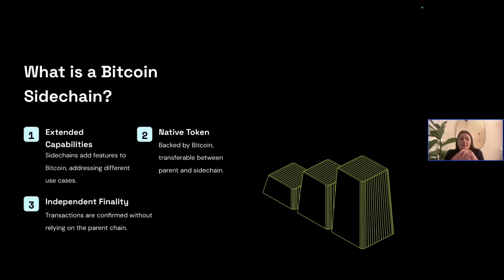Point number two, native token. Rootstock uses RBTC, which is a synthetic version of Bitcoin, smart Bitcoin. There is no other competing token on the chain, and that's one of the requirements we need to fulfill to qualify to be called a sidechain. And finally, independent finality. Transactions are confirmed without relying on the parent chain, so transactions are confirmed on the Rootstock chain.